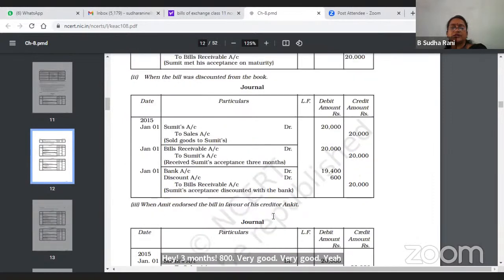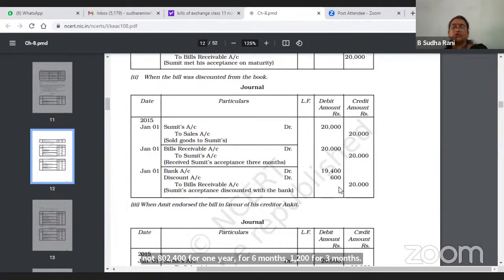What is the entry? Bank account debit, discount account debit, bills receivable account, 19,400. 600, not 800. 2,400 for 1 year. For 6 months, 1,200. For 3 months, it is 600.